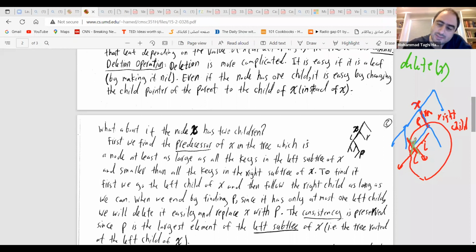And then you will insert it instead of X. So you don't change essentially anything. This node that you have deleted, you just bring it here with its key value, etc. So you will delete X and instead put this node, say X prime, in its place.